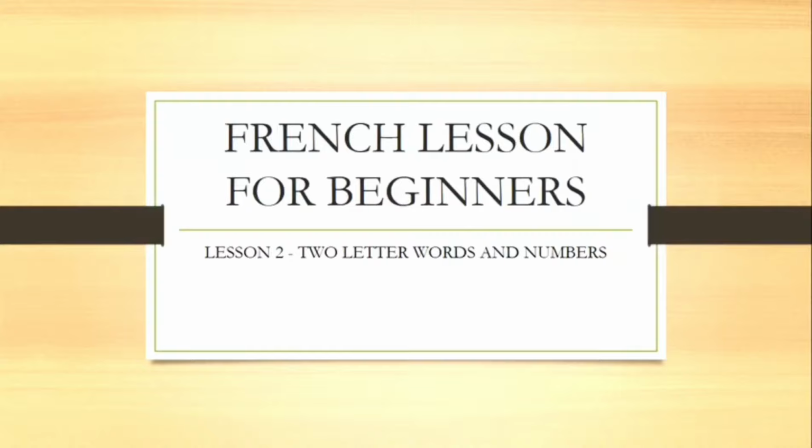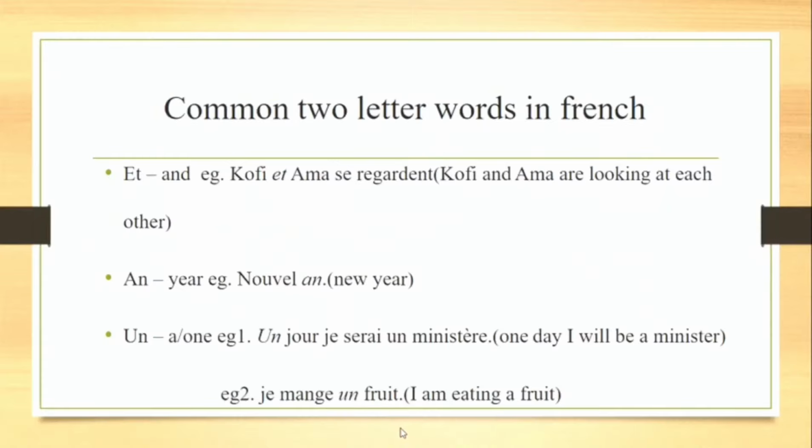Lesson 2 is all about two-letter words and numbers in French. Here are a few selected common two-letter words we have in French. The first word is à. À means "at" in English. For example, Kofi et Amma se regardent. Kofi and Amma are looking at each other.